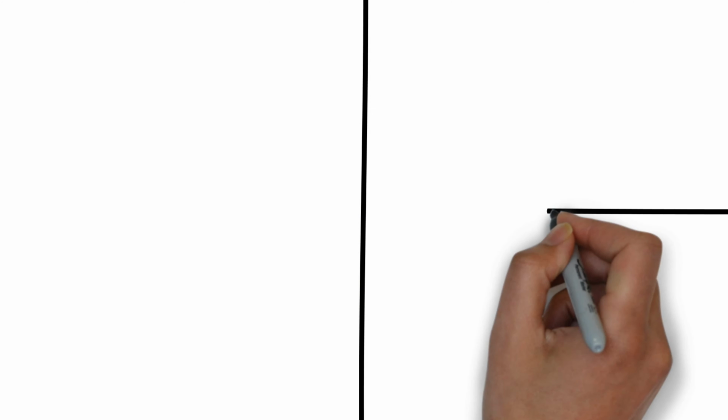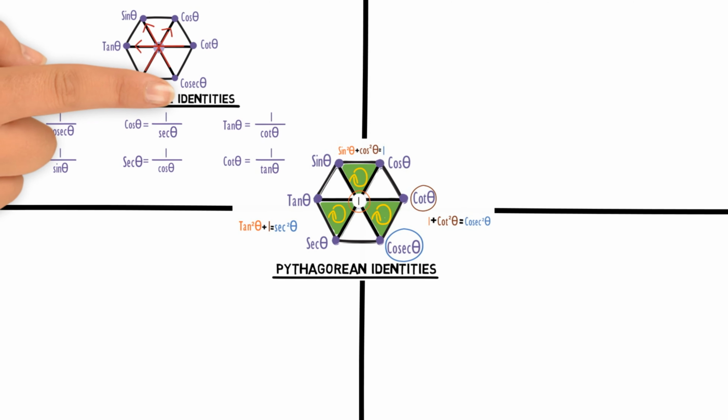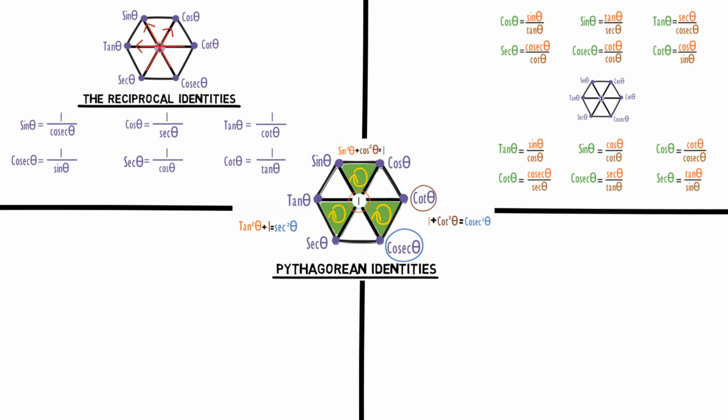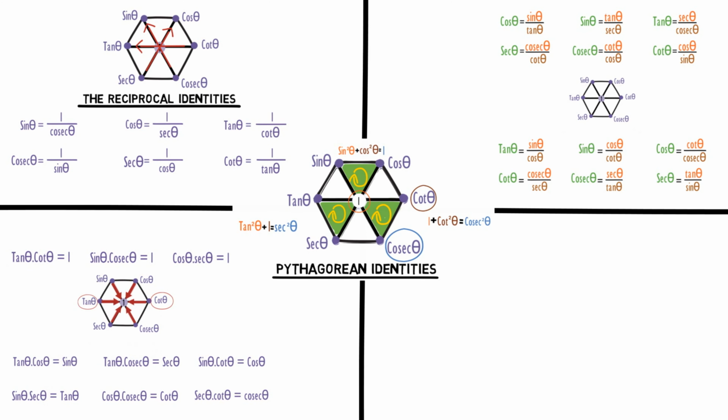So there you have it, 33 trigonometric identities that you do not have to learn anymore, because now you know the secrets of the superhexagon.